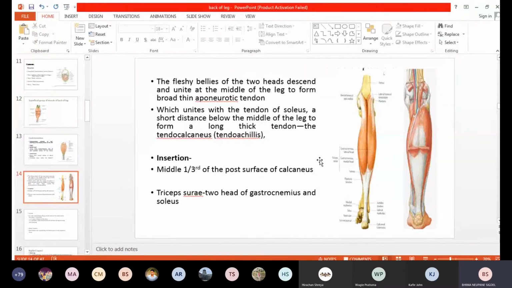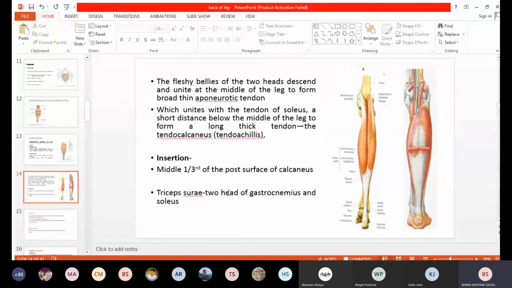After that, they insert on the calcaneus. You have to remember that the middle 1/3 of the posterior surface of the calcaneus is the insertion of the gastrocnemius. Now, together with the gastrocnemius, which has two heads, there is also the soleus.